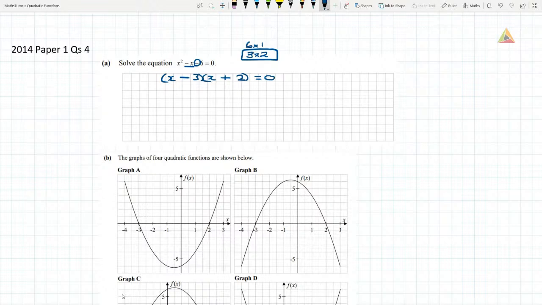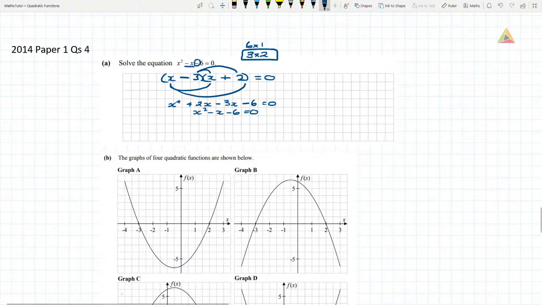So if we did a quick check on that, the first term by the first term would give me x squared. The first term by the last term would give me a plus 2x. The last piece of the first bracket by the first piece of the second would give me a minus 3x, and the minus 3 by the plus 2, excuse me, would give me a minus 6. And when we tidy that up, we'd get x squared minus x minus 6 equals 0. So I know that they're the correct factors.